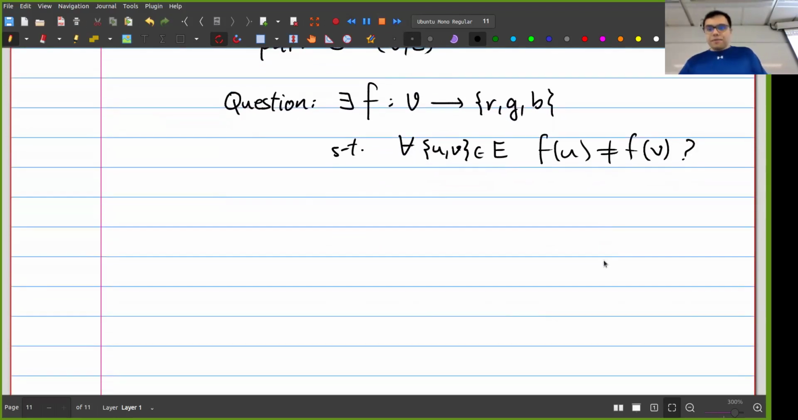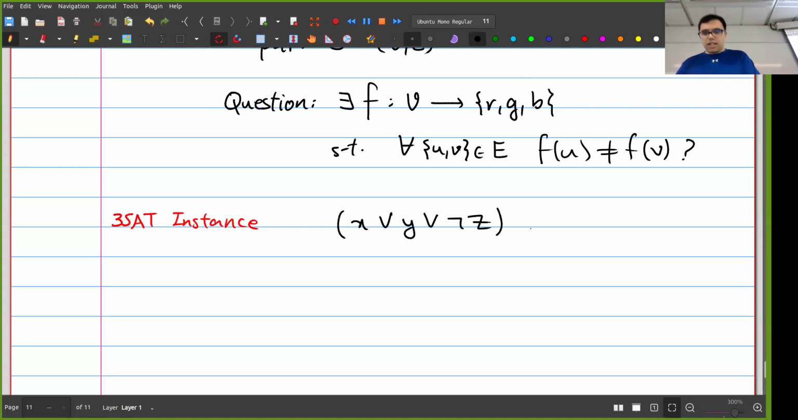Now, let's see why. So let's say that, again, I want to give a reduction from 3-SAT to 3-colorability. So I have a 3-SAT instance. Let's say my formula is something like this: X or Y or not Z, and not X or not Y or not Z. I want to create a graph such that that graph is 3-colorable if and only if this formula can be satisfied.